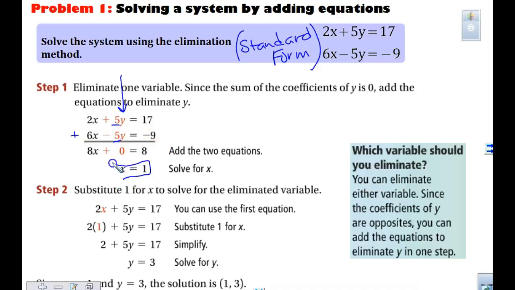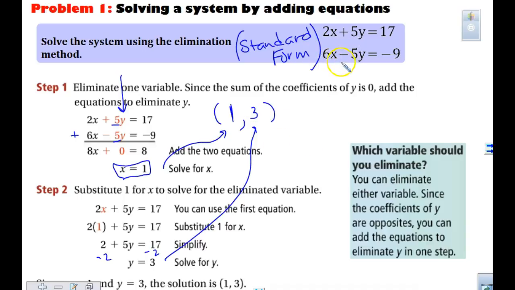Am I done with the problem? No, because anytime I solve, I'm looking for an ordered pair. I have just found this answer, x equals 1. I still need to use substitution, and I'm going to now replace the x. They went to the first equation. They replaced the x with 1, got 2 plus 5y, subtracted 2 from both sides, divided by 5, so they had 5y equals 15, and got y equals 3, and they replaced up here with 3.